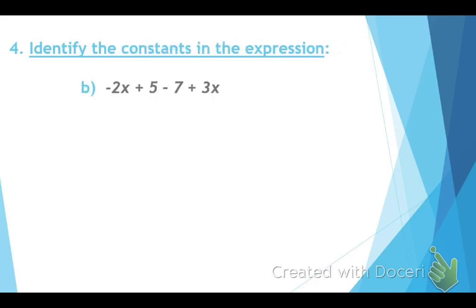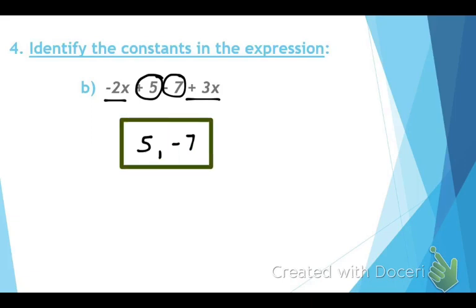This one is now asking us to identify the constants. Guys, what is a constant? A number that stands alone. Once again, if I look at these are my variable terms. Those are my constants. So the correct answer should have been 5 and -7.